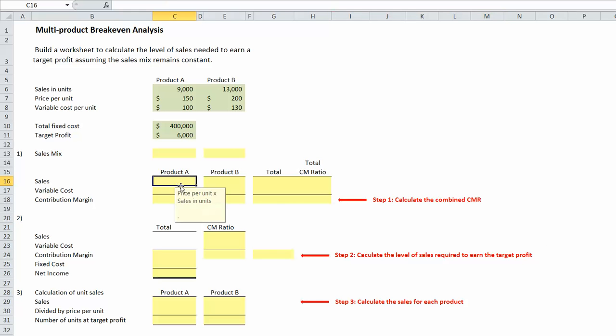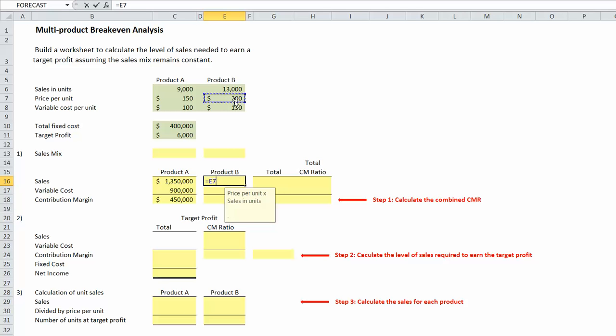We have to calculate sales for product A, and that's simply our selling price of $150 per unit times 9,000 units. Our variable cost of goods sold is the $100 per unit times 9,000 units. So we have a contribution margin by taking our sales of 1,350,000, subtracting 900,000. We have a contribution margin of $450,000. We'll do the same for product B.